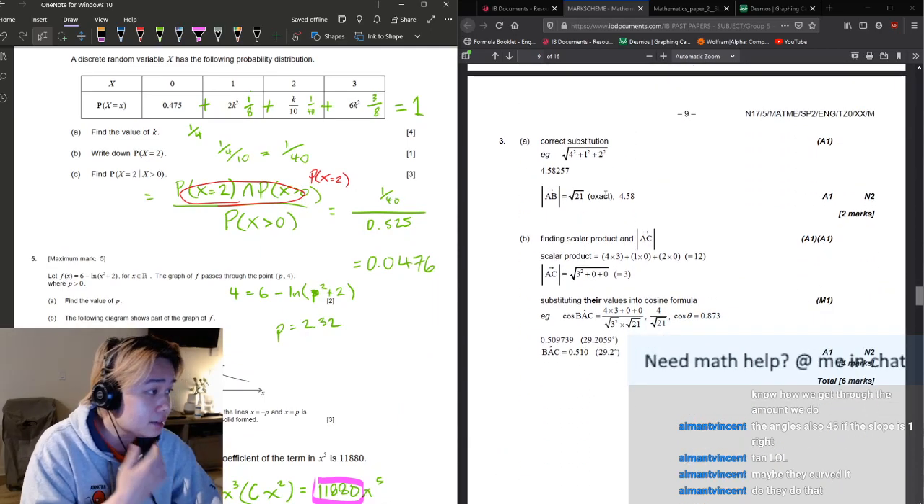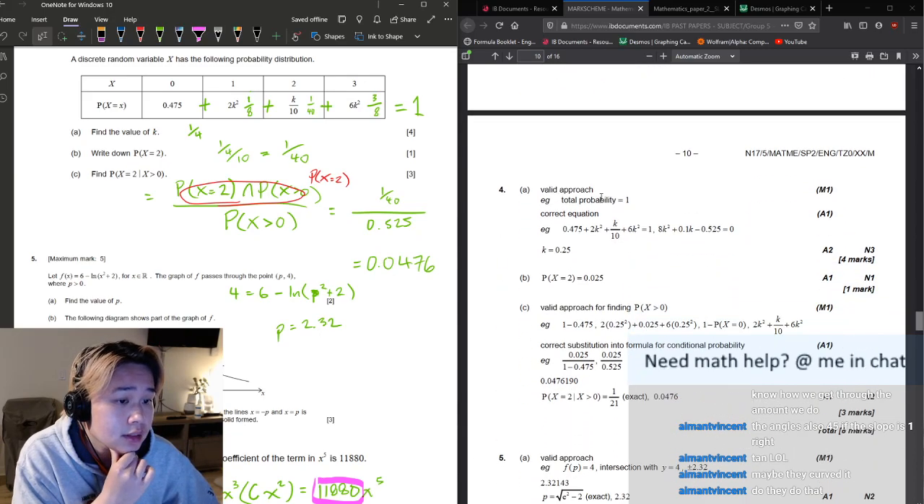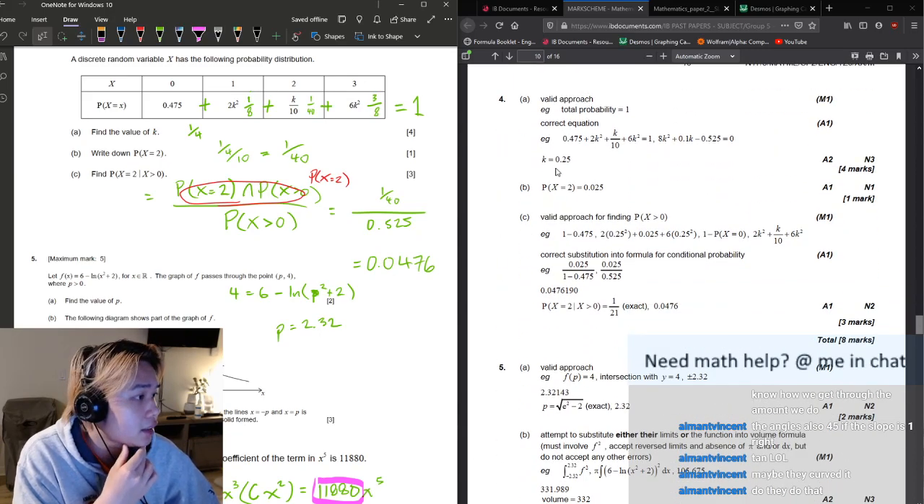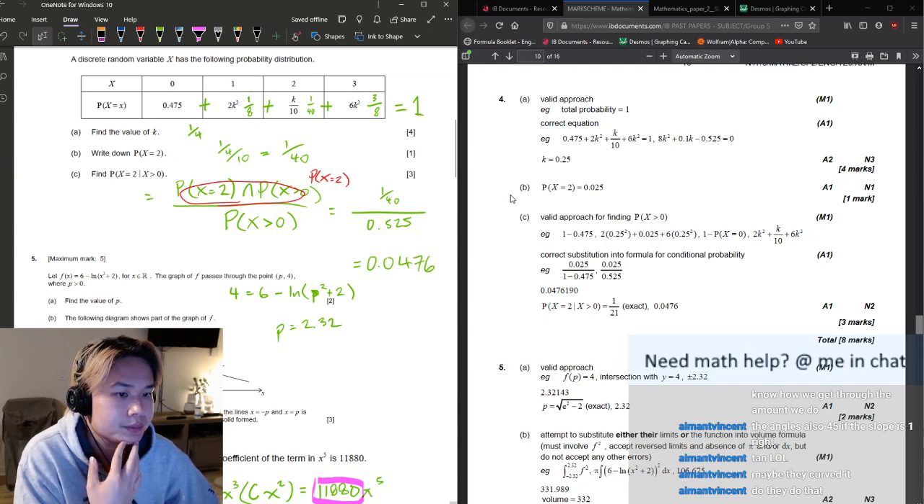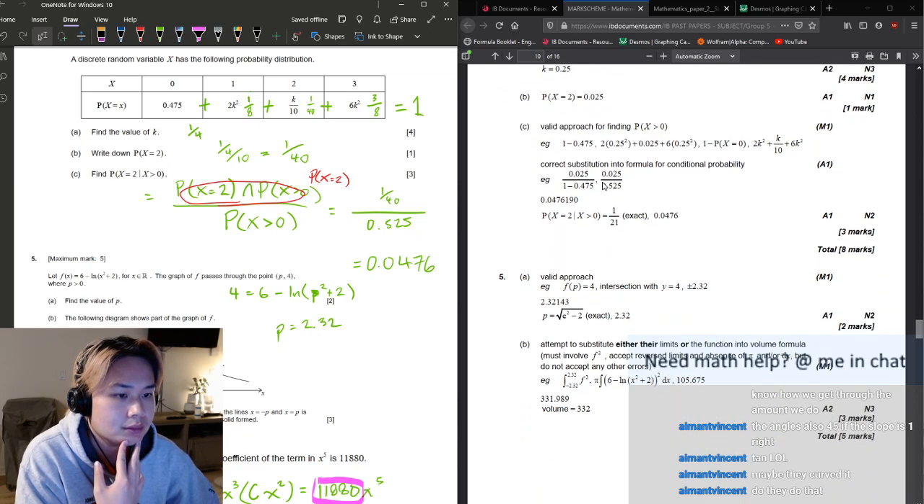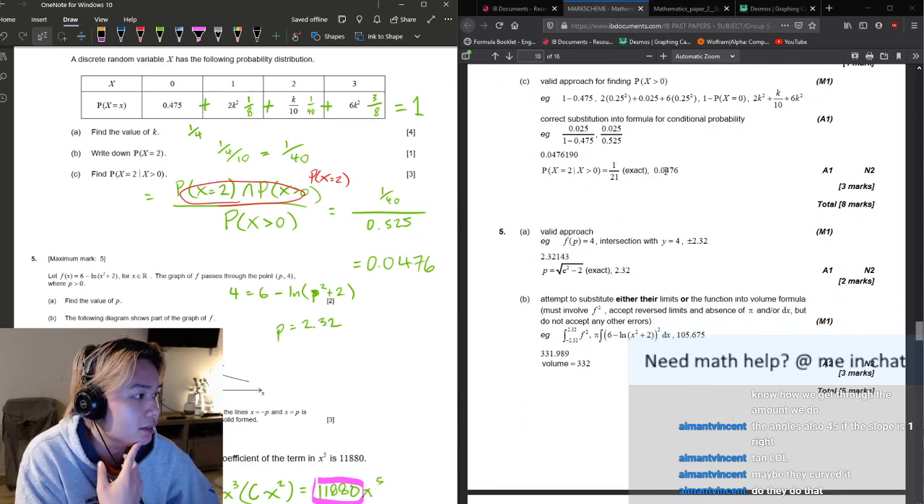Okay, and then I skipped this one because this one was vectors. Okay, k is 1 quarter. I have 1 quarter. Probability of being 2 is 1 out of 40, which is this decimal here. 476.